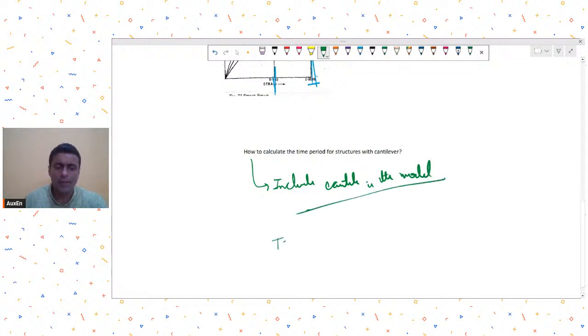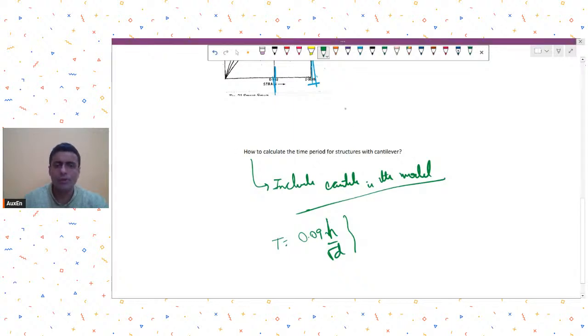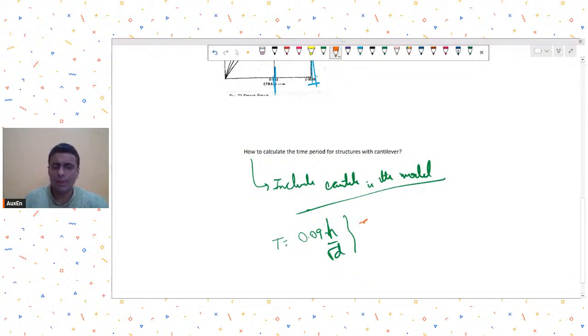Now for time period calculation, as per the Indian standard, we are forced to use the codal formulas only. We are not allowed to use the computer model time period which we get from the computer model. So we are forced to use the codal time periods. So now what you can do is apply the same 0.09 h over root d or whichever other formula is applicable. For tall buildings, now you have a different time period formula.